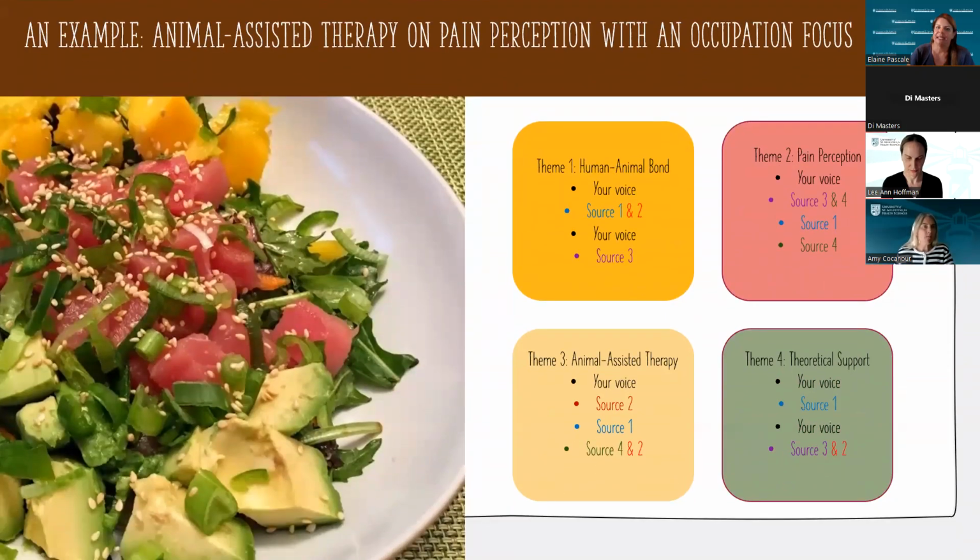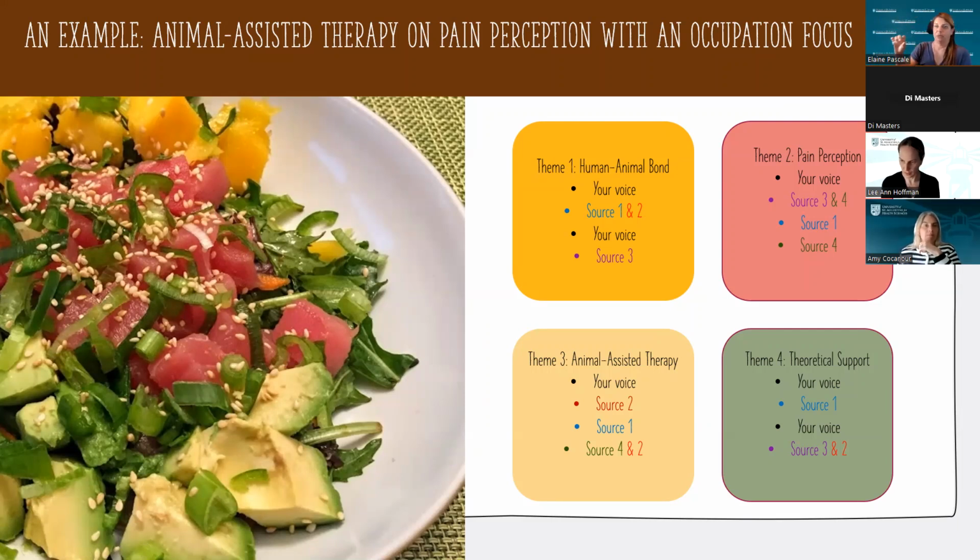So it'll look something like this. Now, this is a hypothetical project. This is not a real project, but the title or the subject of the project is animal-assisted therapy on pain perception with an occupation focus. Again, it's not real. So that would be sort of like the project. And then again, you introduce the themes, you introduce the chapter or the section. This is a literature review. The purpose of this project is to do this. A review of the literature uncovered the following themes, A, B, C, and D.